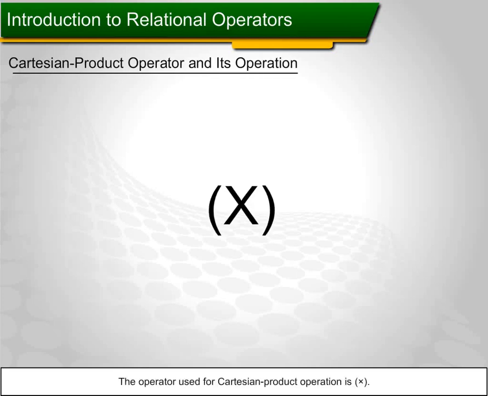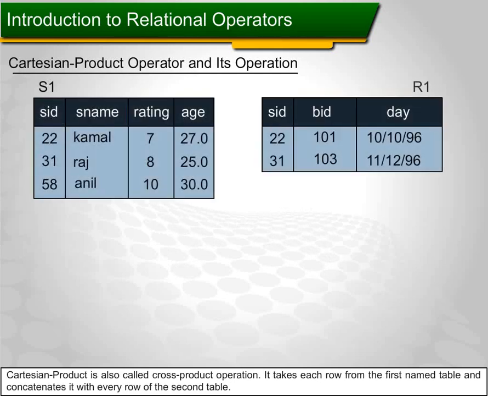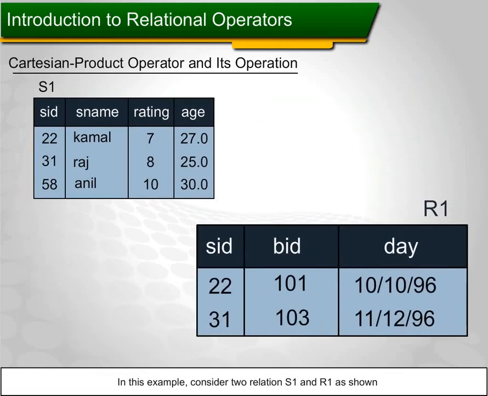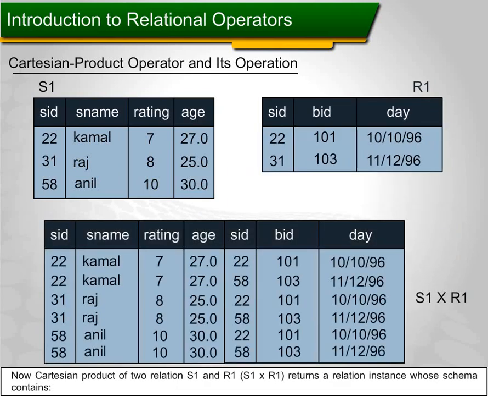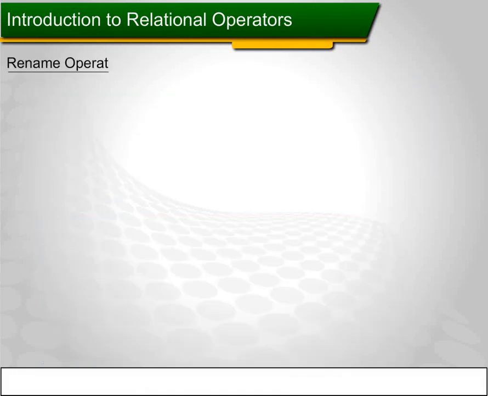Cartesian product operator and its operation. The operator used for Cartesian product operation is cross. Cartesian product is also called cross product operation. It takes each row from the first named table and concatenates it with every row of the second table. The Cartesian product operation multiplies two tables to define another relation table consisting of all possible pairs of rows from the two tables.